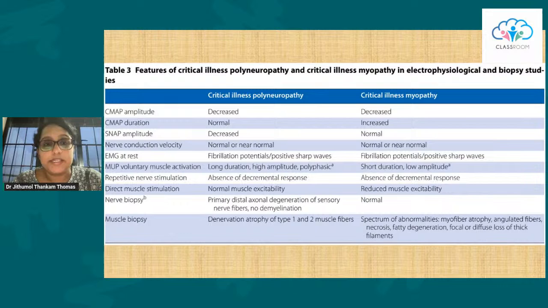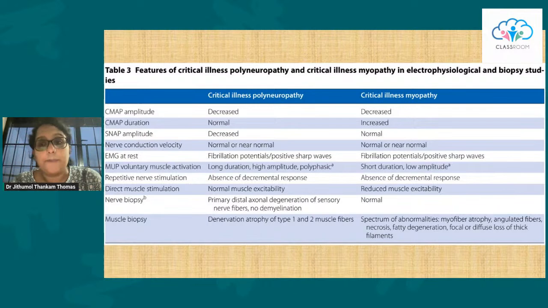The CMAP amplitude in both CIP and CIM is decreased. The duration, however, may be normal in neuropathy, but in critical illness myopathy, the CMAP duration is usually increased. The SNAP amplitude is decreased in critical illness neuropathy, while it will be normal or increased in myopathy. The conduction velocities are usually normal. On EMG at rest and the motor unit potential during voluntary muscle activation, in critical illness polyneuropathy you see long duration, high amplitude, polyphasic motor unit potentials. But in critical illness myopathy, you see short duration, low amplitude motor unit potentials.